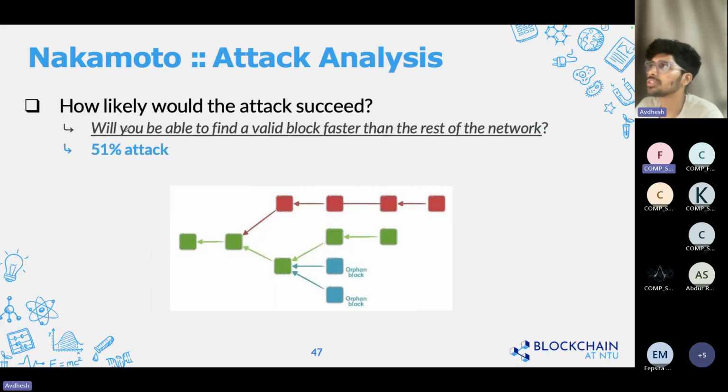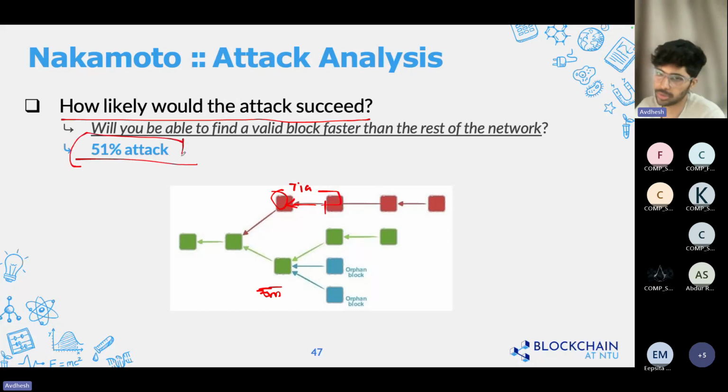So how likely would the attack succeed? If Tia wants to attack this whole blockchain, she is the malicious actor here. Emmanuel is the legitimate guy. How would she do it? In order to do that, she needs to gain consensus, at least 51% of the consensus of the whole network.